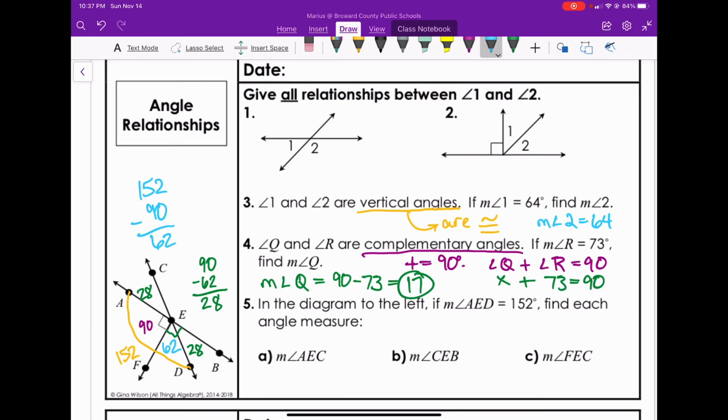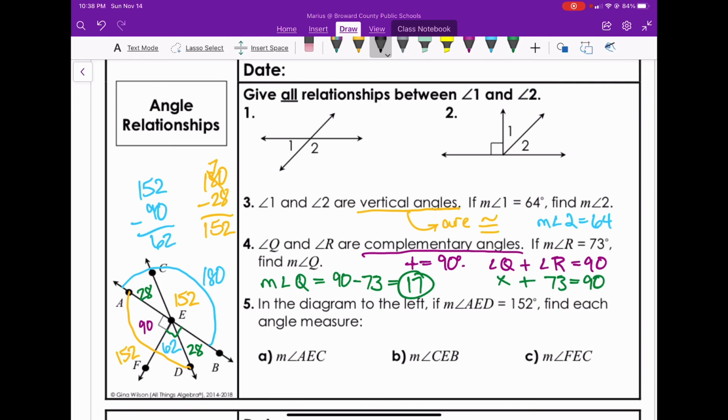If we use this whole piece right here, we know that that is all 180. So if we do 180 minus 28, that tells us the other piece, which is 152. Now, let's go ahead and answer these questions in the diagram.